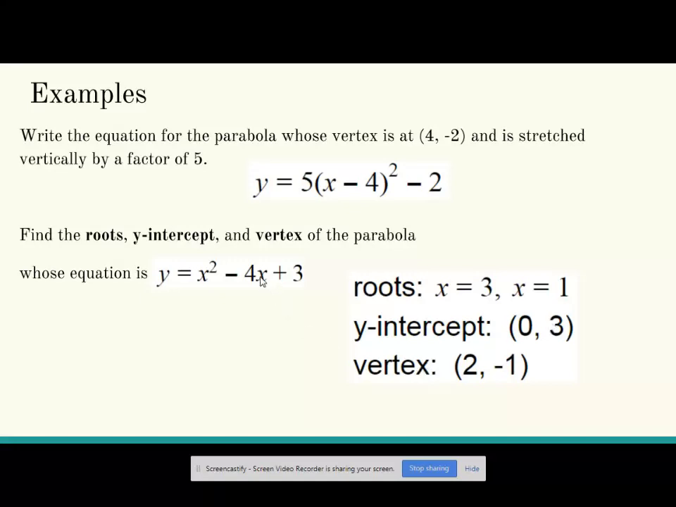The vertex, if you took, again, the opposite of b over 2a, the opposite of negative 4 would be positive 4, over 2a would be 2. So there's our x portion of it. And if you plug 2 back in for x, you end up with negative 1 as the y value. So those are the types of questions that you might be asked, along with some graphing, especially of the standard form, on a test, quiz, or an assignment.